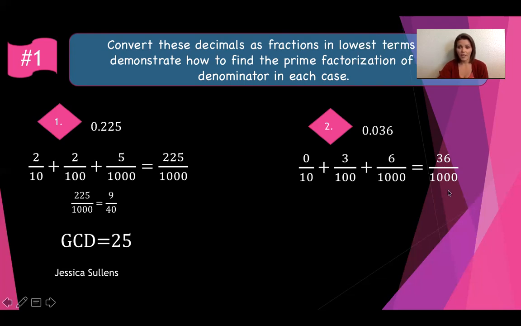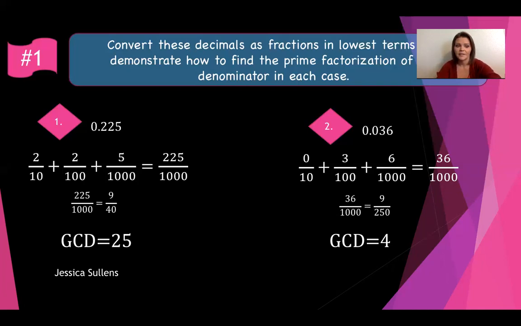Let's think about what goes into 36 and 1,000. We're kind of limited on numbers here because 36 is so much smaller than 1,000. But we do know that 4 goes into 36, so let's do that one first. 4 goes into 36 9 times, and luckily 4 goes into 1,000 250 times. So that makes 4 our greatest common divisor. And remember, you can check your work by dividing 9 by 250, and you would get 0.036 in your calculator.